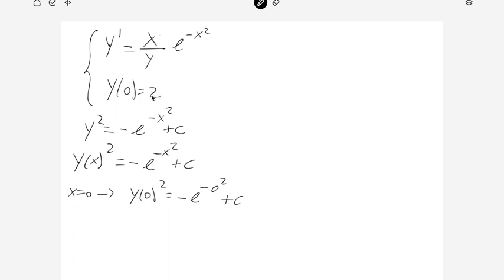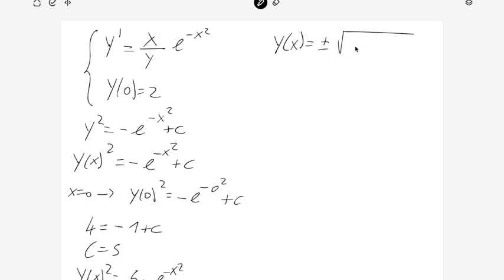y at 0 is 2, so 2 squared is 4, and 0 squared is 0, so e to minus 0, e to the 0 is 1, so minus 1 plus c. Well, this means that c is equal to 5. So now I have y of x squared equal to 5 minus e to minus x squared. I substitute 5 here.